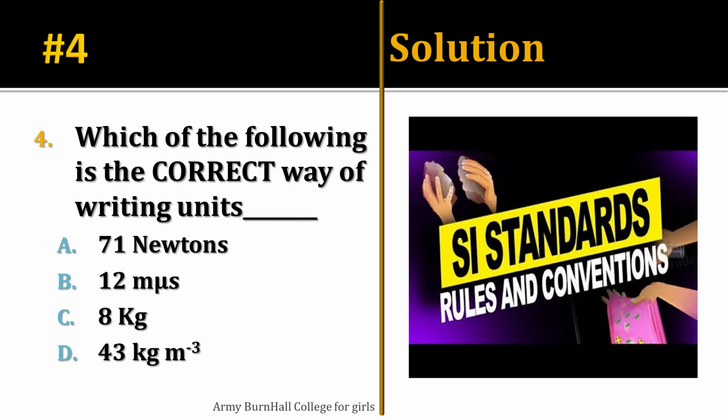B is 12 millimicrosecond, where two prefixes are combined, which is again not allowed. C is 8 Kilograms, where K is capital, which is again not allowed. D is 43 kilogram per meter cube. So this one is the correct option. We are writing two units combined with one space. So option D is the correct option, 43 kilogram per meter cube.